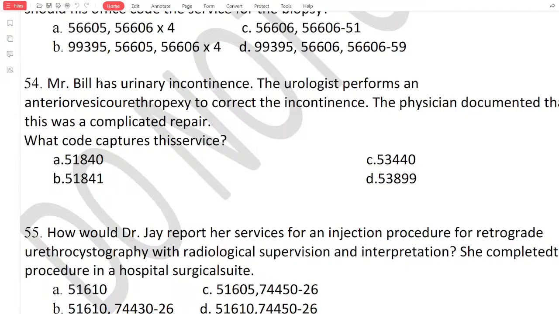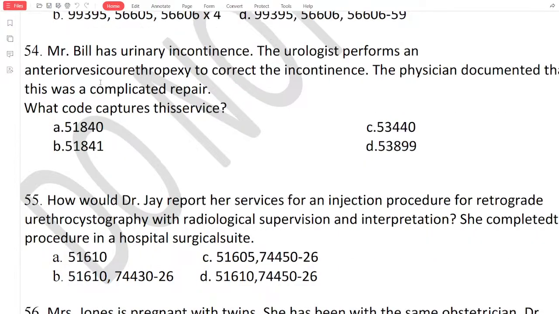The procedure, anterior vesicourethropexy, is difficult to pronounce also. But the code is very easy and simple. It's one code. This is the procedure to find out the code for. The options are 51840, 51841, 53440, 53899. So very important question and also easy question.